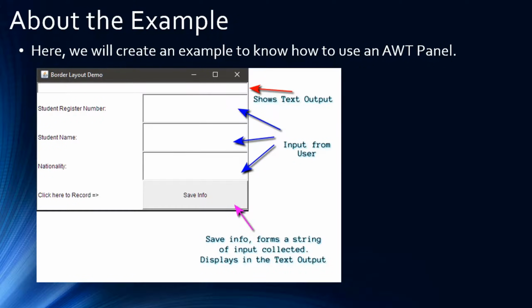Next, we have three text boxes. Those text boxes are used to collect input from the user. On the left side, there are three accompanying labels that tell what kind of input we need from the user. For example, the first label states the student register number, so the user will enter the registration number of the student. The next label states the student name, so in that second text box, the user will enter the student name.